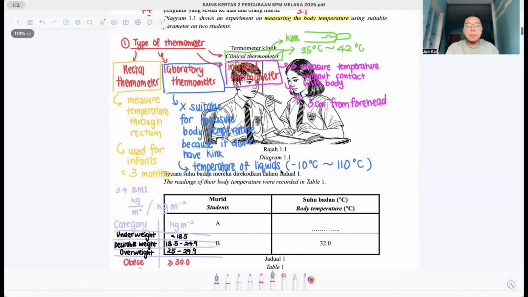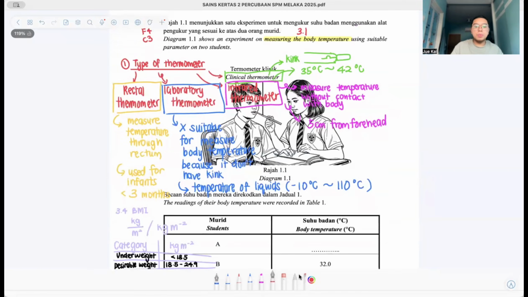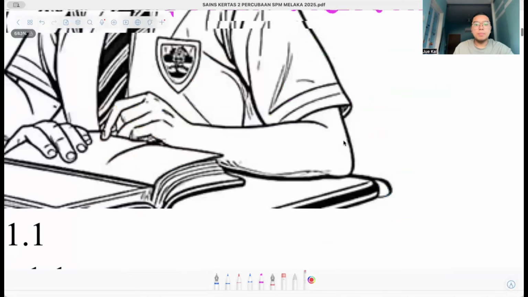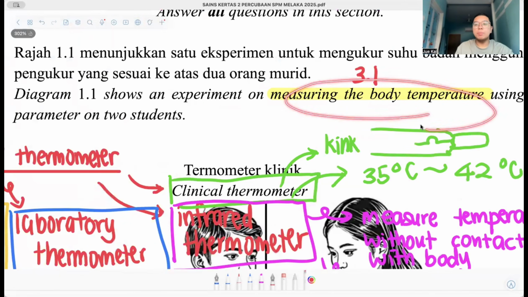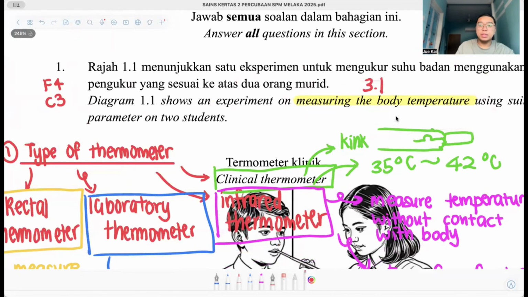So let's proceed. Chapter 3, you just need to know all the things I wrote here. But for temperature, one question might ask you about the way to use the temperature, so for this part you need to go through it on your own. Let's see question number 1. It's talking about measuring the body temperature. Obviously, we will use a thermometer, and the thermometer in use is a clinical thermometer.